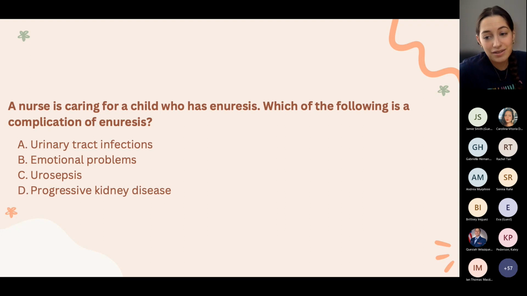Yeah, really great job, you guys. So the correct answer for this one is B, emotional problems. A, it can occur in kiddos, but it's not necessarily a complication of this disease process. And then urosepsis and progressive kidney disease are going to be complications of UTIs.